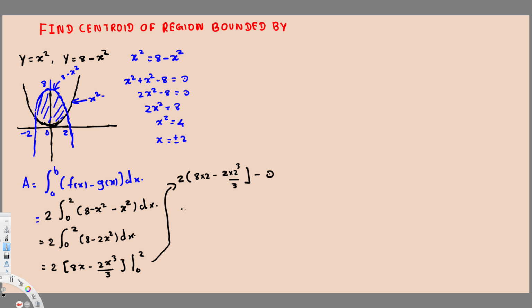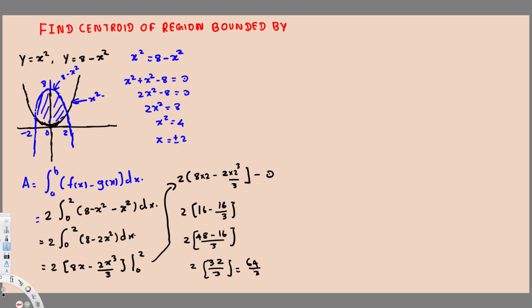And this is going to be 2 times 16 minus 2 cubed is going to be 8, 8 times 2 is 16, 16 over 3. And if we take 3 as a common denominator, that's going to give us 48 over 3. 48 minus 16 over 3. And if you calculate this one, this is going to give us 32. So 2 times 32 divided by 3, and that's going to give us 64 over 3. And this is our area.